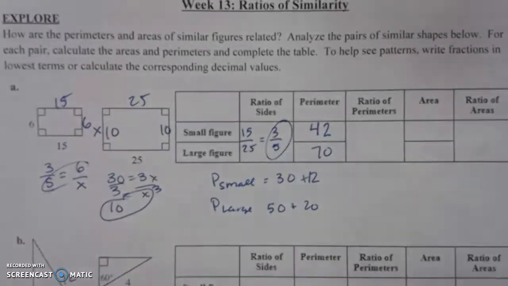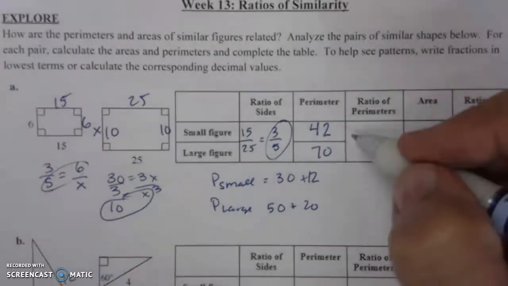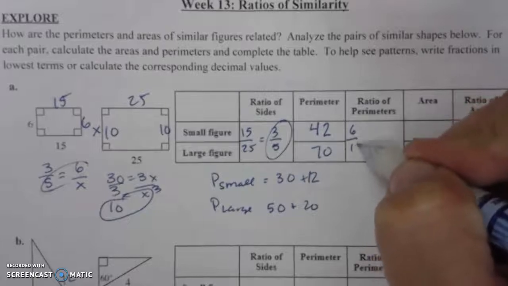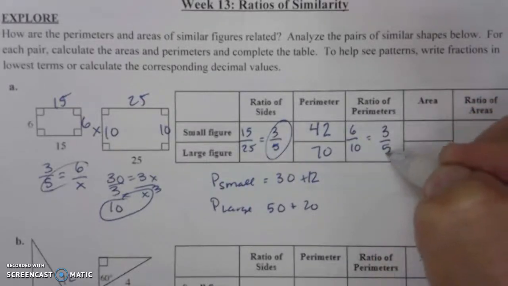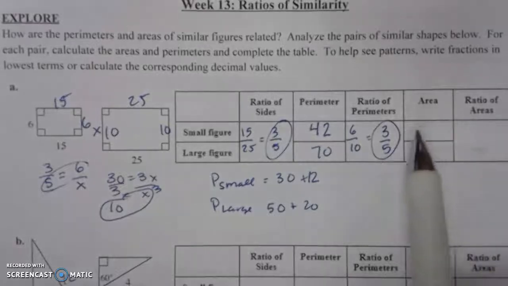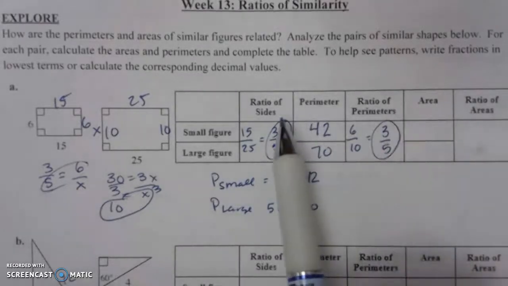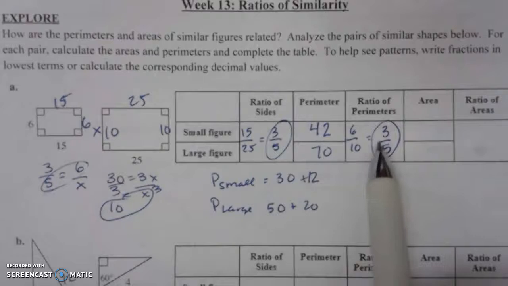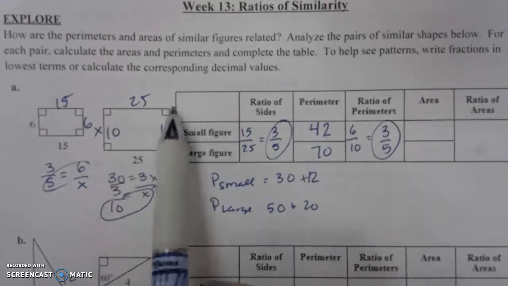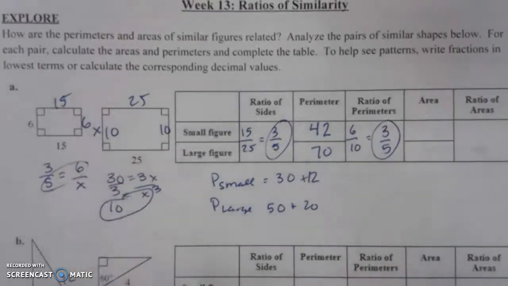And I can reduce that. What goes into both 42 and 70? How about 7? We get 6/10. And I can reduce that even further by 2, and I get 3/5. Oh, look at that. The ratio of the perimeters is the same as the ratio of the sides. That makes sense because the perimeter, we're just adding up the side lengths, and they're not changing.